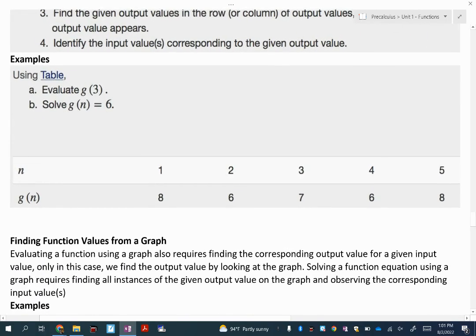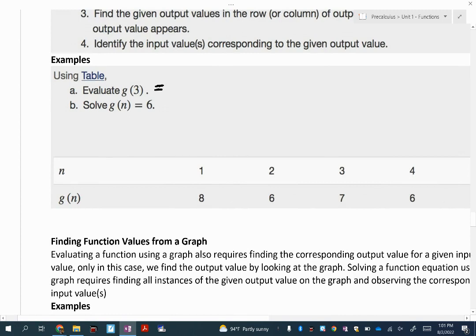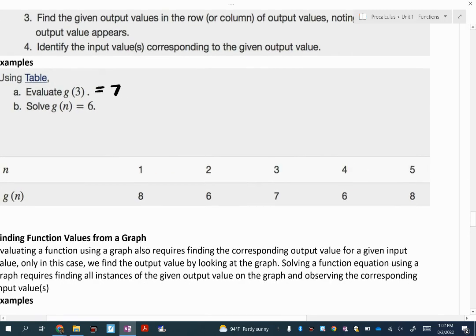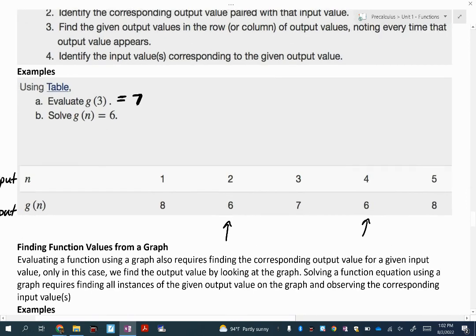It says use the table, evaluate g of 3. So g of 3 means my input, which is n. These are my inputs. When my input is 3, I get an output of 7. That one is done. Now letter B, just going backwards. You look at your output being 6. Find where your output is 6, which is here. What are the inputs that would work for that? The inputs would be n equals 2 or n equals 4.